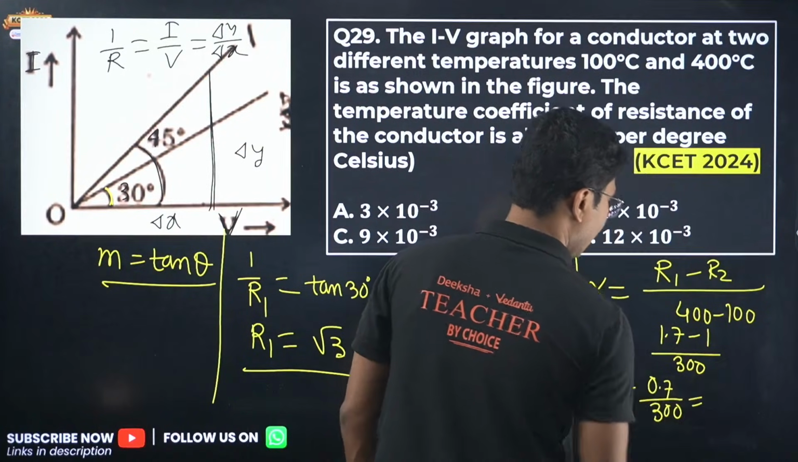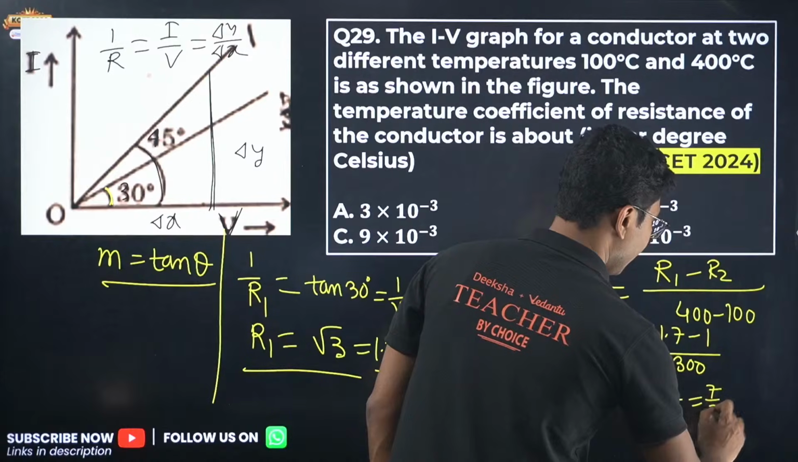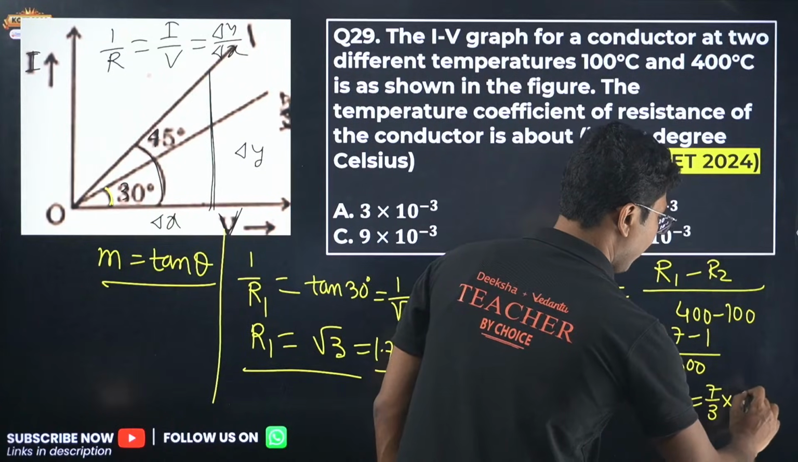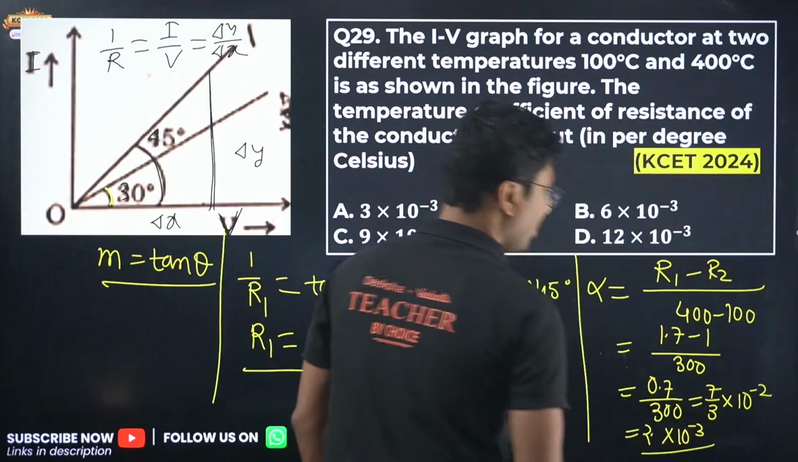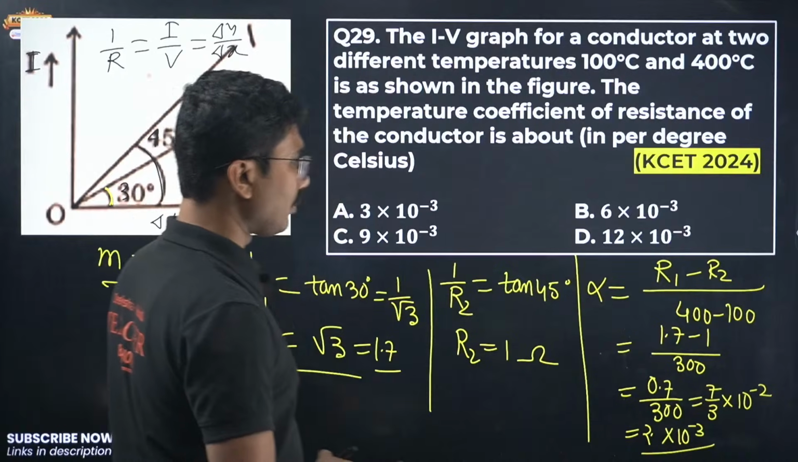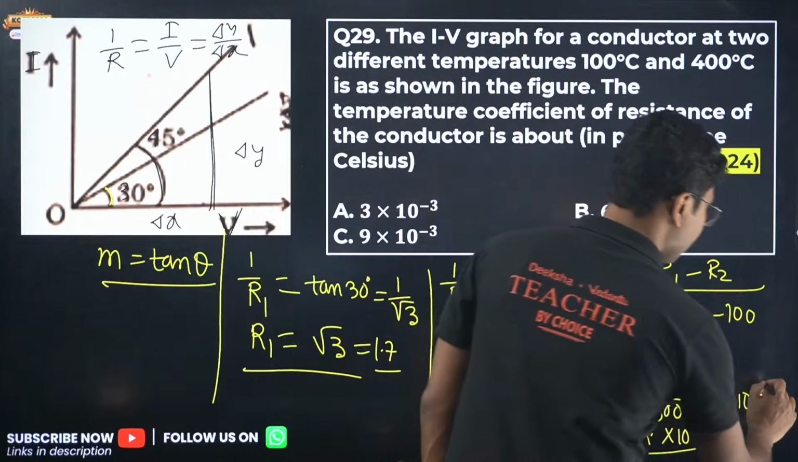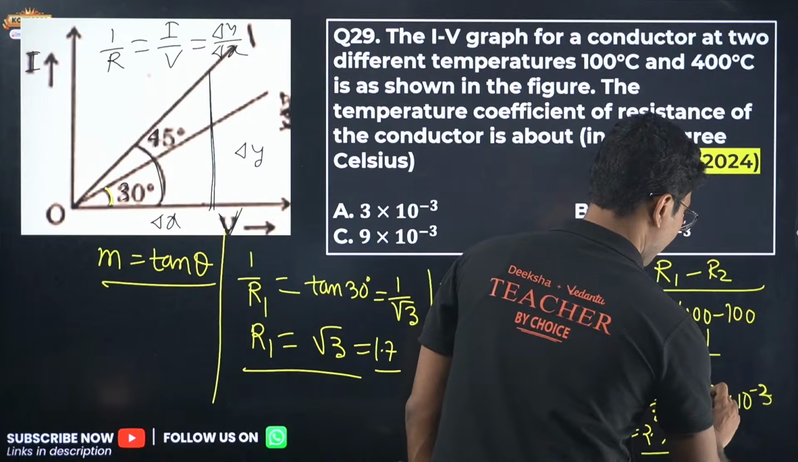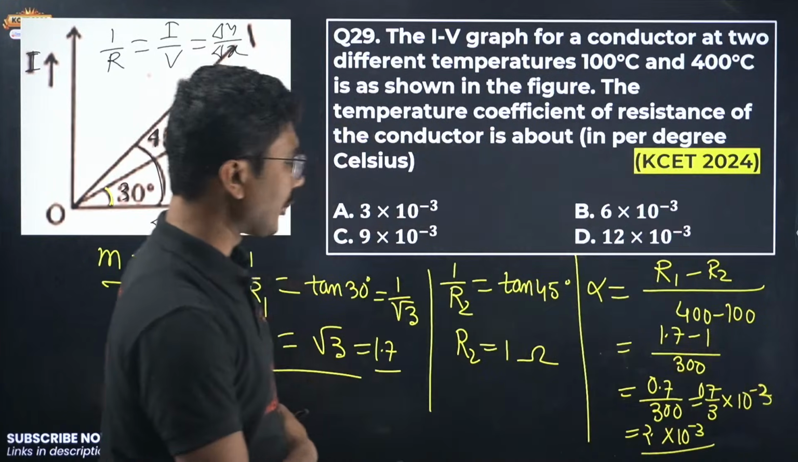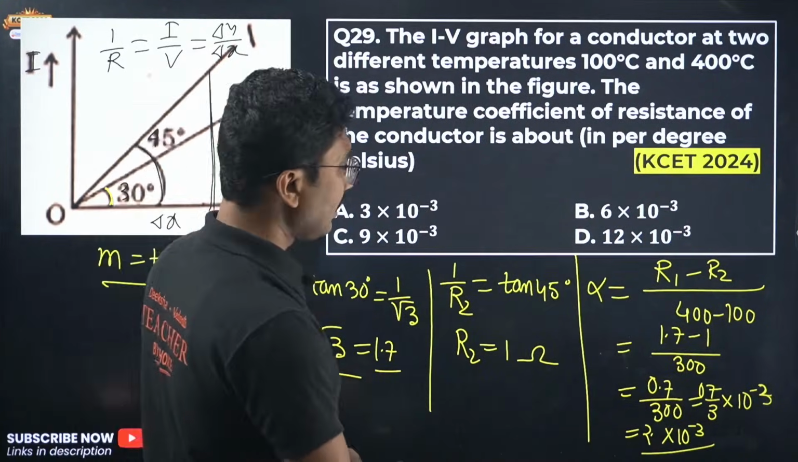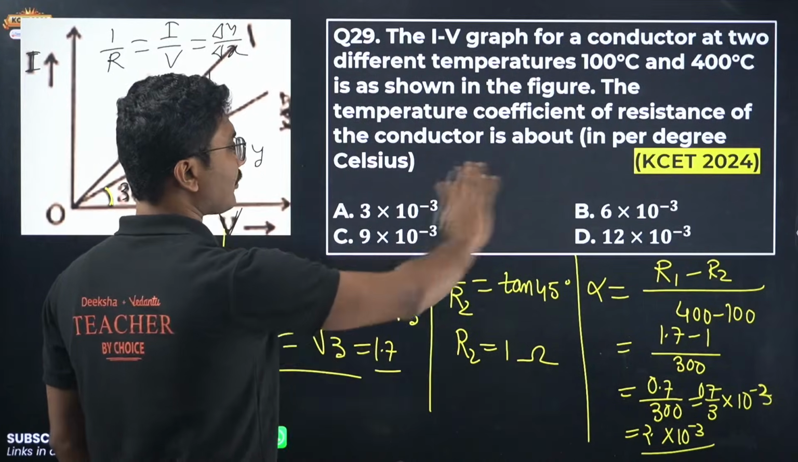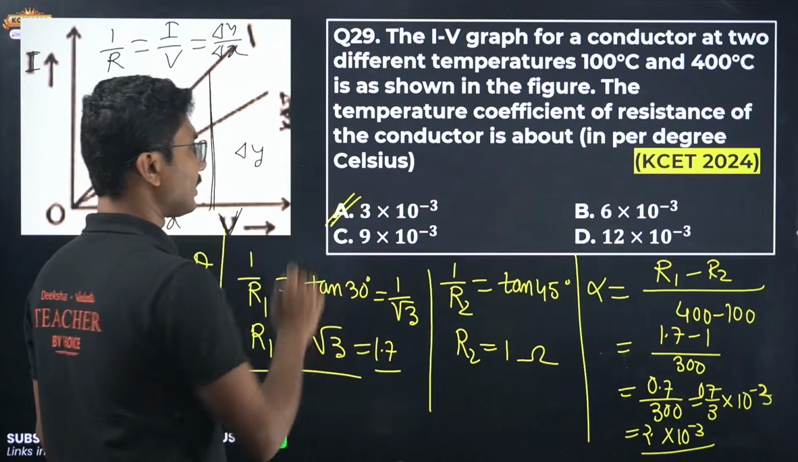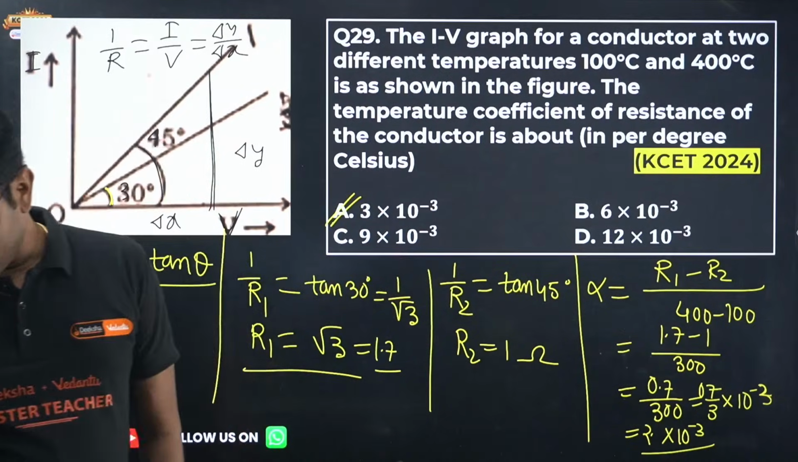Okay, so it will be 7 by 3 into 10 to the power of minus 2, or 2 point something into 10 to the power of minus 3. 0.7, we have removed the point, so it is 10 to the power of minus 3. So it will be 2 point something into 10 to the power of minus 3. Now if you see that none of the answer is matching, so closest answer is 3. So we will match with 3.